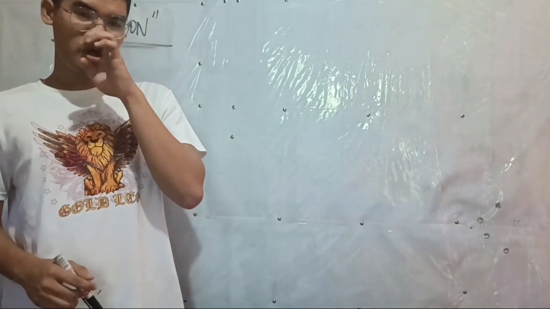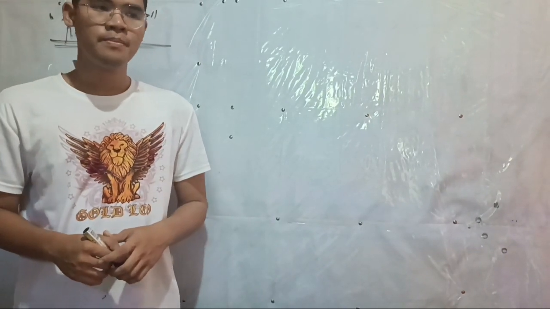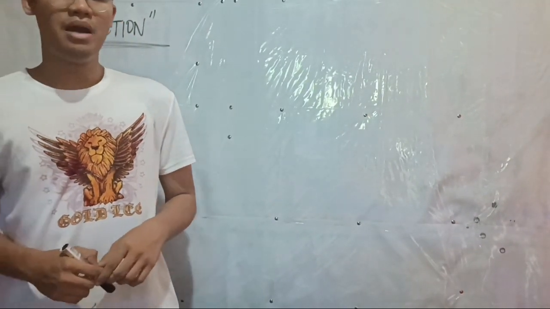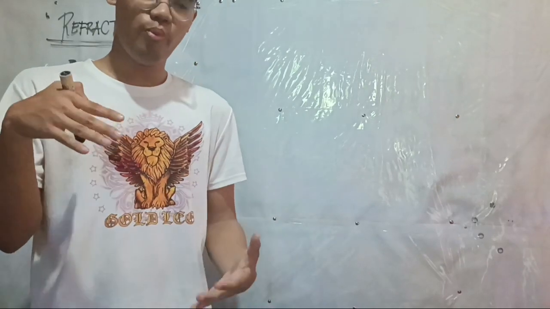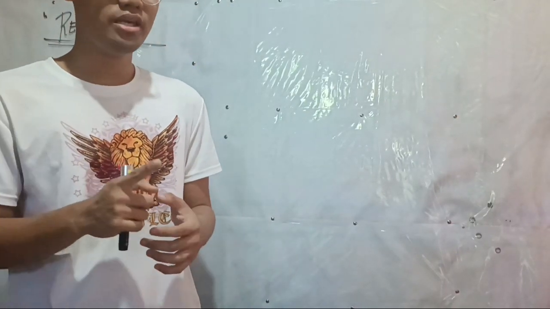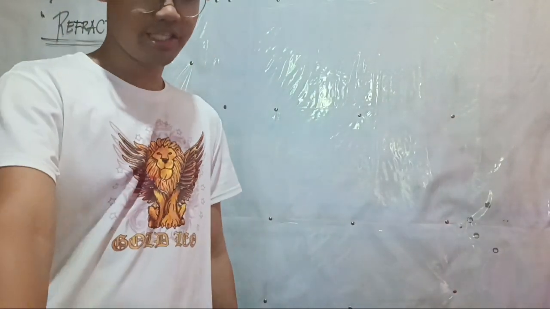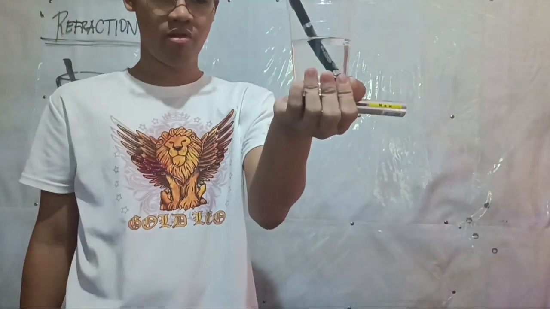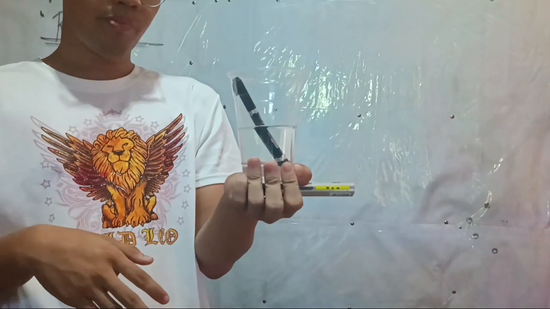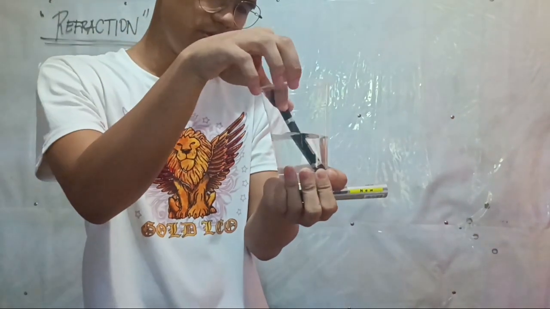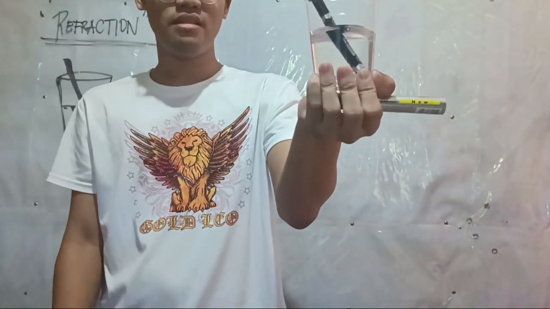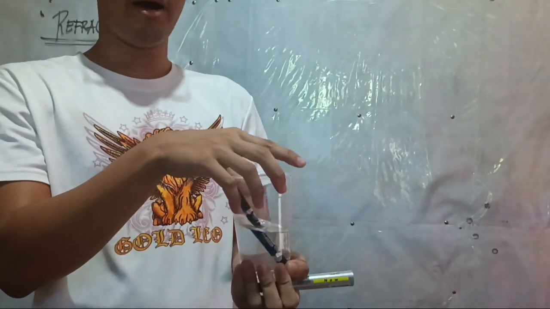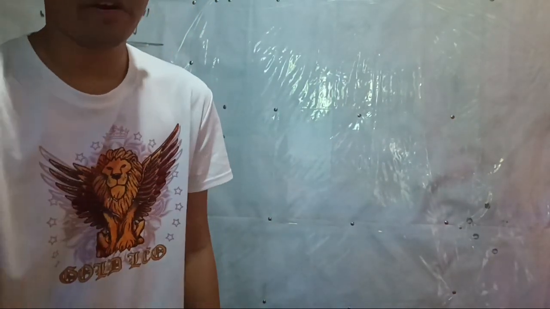Now in this video, we're going to talk about the refraction of light. Refraction is a property of light that causes it to bend when it passes from one medium to another medium. For example, we have an illustration like this. We have a glass half full of water, and when we put an object into it, we notice that it somehow bends, right? So that is what refraction is.